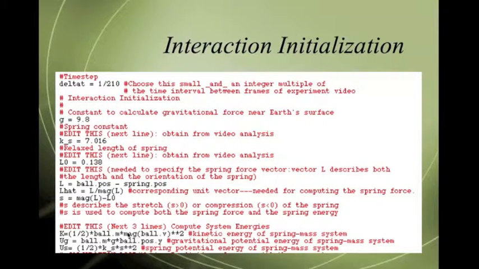And here we compute the system energies. So K equals 1/2 times m v squared, so ball dot m times the magnitude of ball dot v squared. The gravitational potential energy of the spring mass system is mass times g times position, and the spring potential energy of the spring mass system is 1/2 times the spring constant, ks, times s squared.